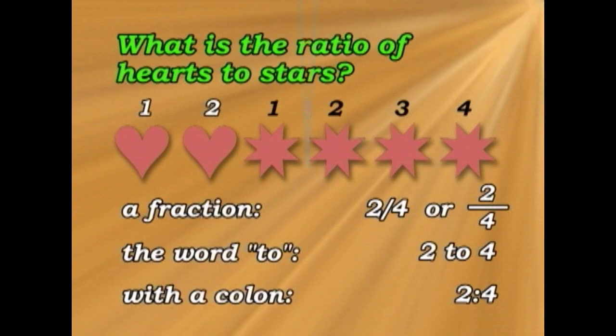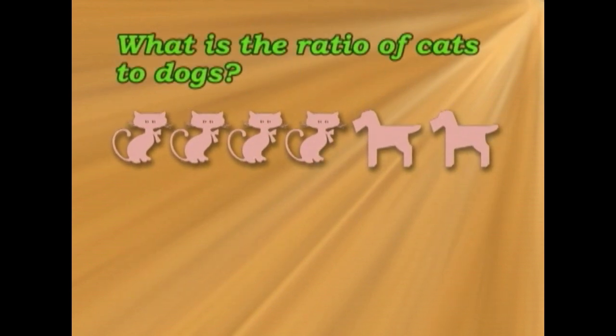Let's look at another example. What's the ratio of cats to dogs? Count the cats first. 1, 2, 3, 4. Then count the dogs. 1, 2. So the ratio is 4 to 2. And you can write it like this.